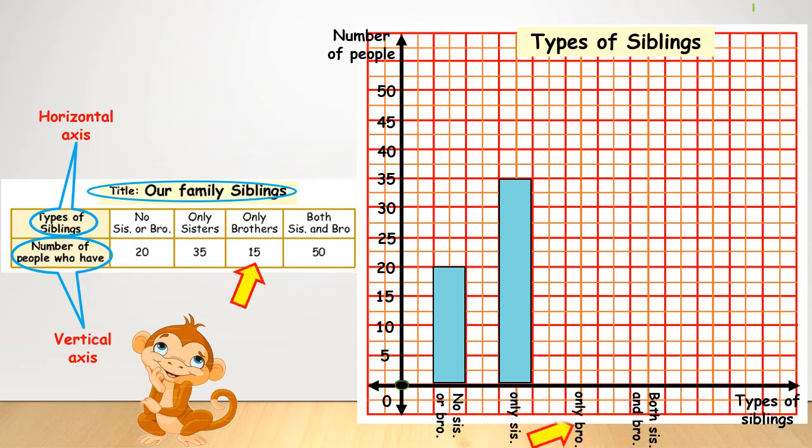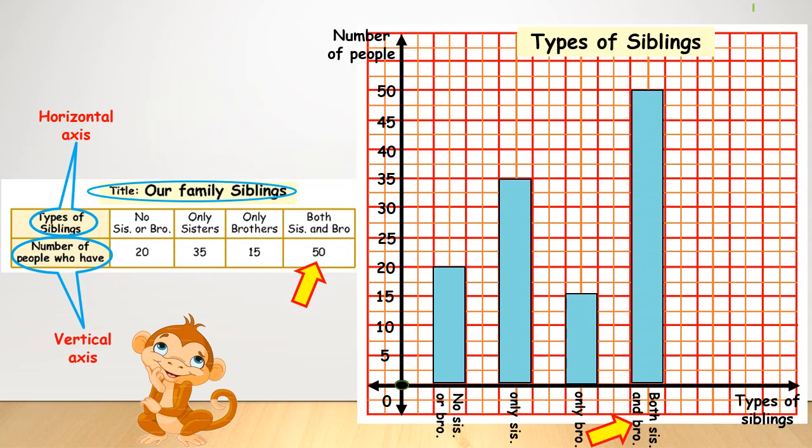Next one, only brothers. Go to the graph and go to the only brothers and up to 15. Last one, both of them, sisters and brothers, it will be 50. Go to the graph and on both of them and go up to 50. Then you complete your graph.